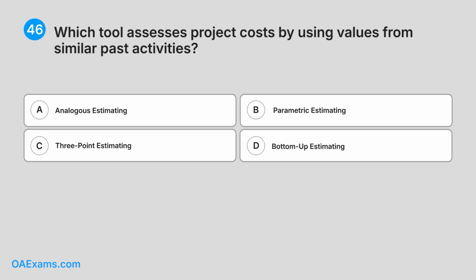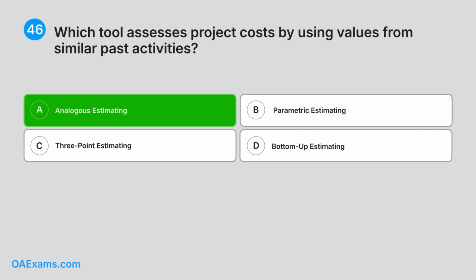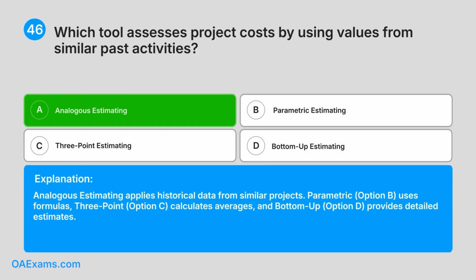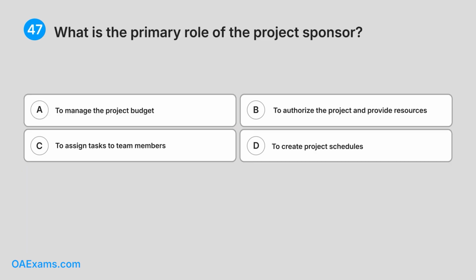Correct answer: A. Analogous estimating. Explanation: analogous estimating applies historical data from similar projects. Parametric, option B, uses formulas. 3-point, option C, calculates averages. And bottom-up, option D, provides detailed estimates.